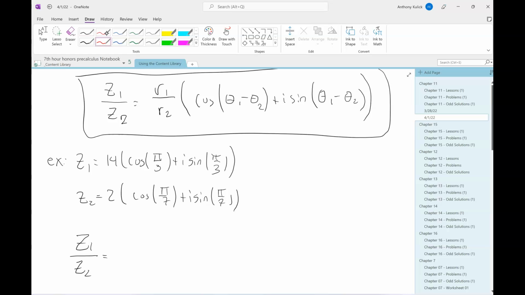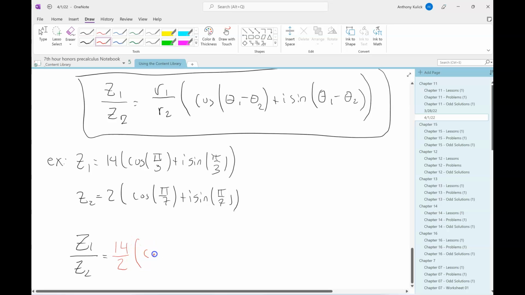So z1 is 14 times cosine of pi over 3 plus i sine pi over 3. z2 is 2 times cosine pi over 7 plus i sine pi over 7. And we're interested in z1 divided by z2. What should I write? Who can tell me? 14 over 2, or 7. I'm going to just write it as this and then we'll simplify afterwards.